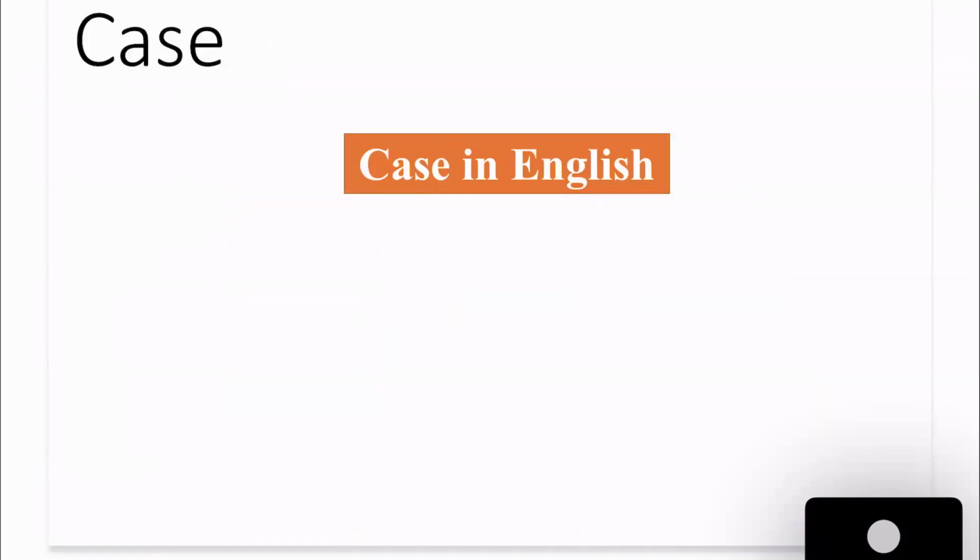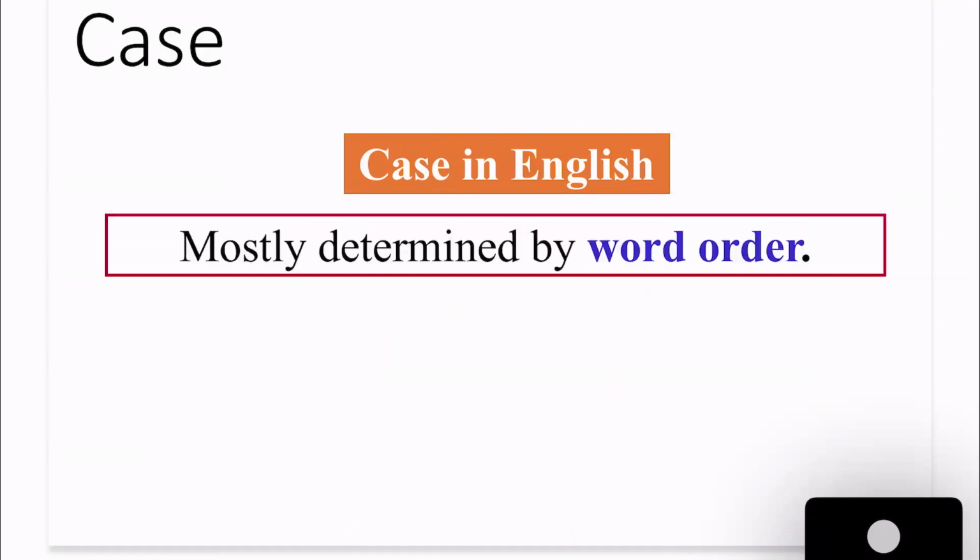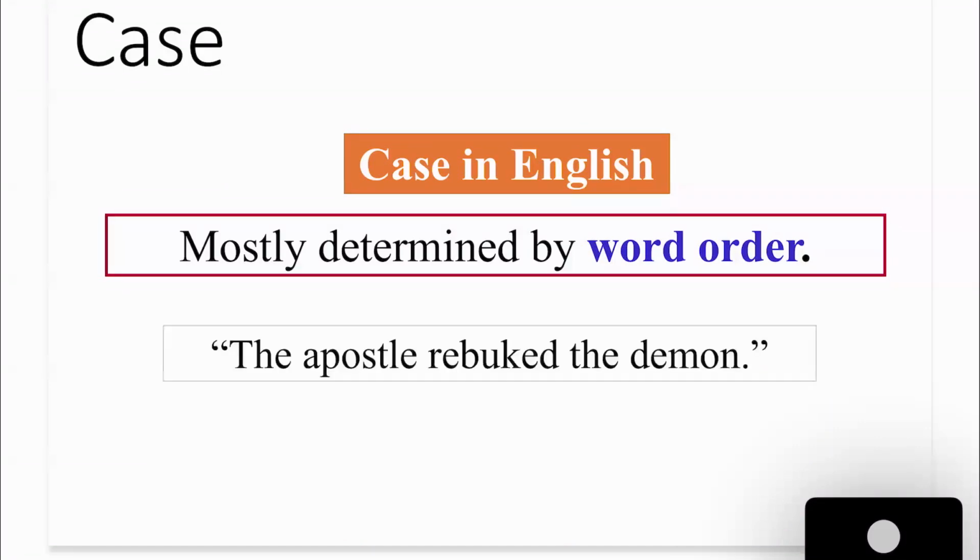The next thing that words have is case. I mentioned before that you can have a subject or an object. And in English, in order to know whether a word is functioning as the subject of the sentence or the object of the sentence, we predominantly rely on word order. So if I look at this sentence, the apostle rebuked the demon, it is very clear to me that the apostle is the subject, doing the action, rebuking, and they're doing that action to the demon. And I know that because of the word order.